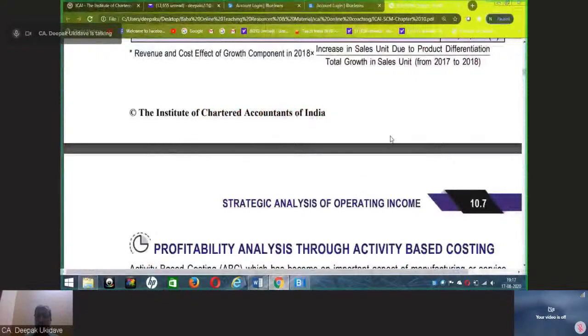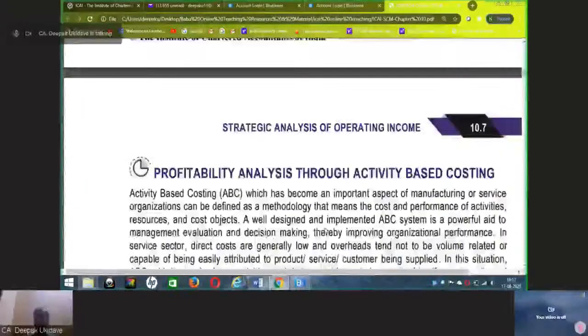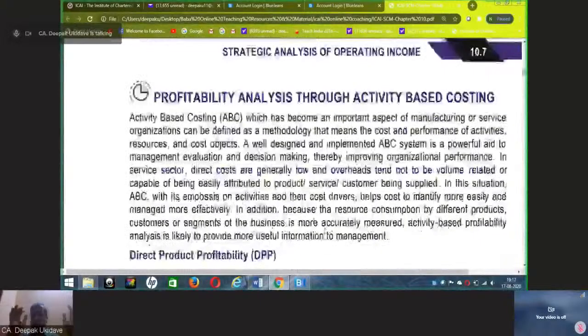We have profitability analysis through activity-based costing. Now, just try to understand first what I tell you about ABC. ABC you have already studied at intermediate level and on some or the other occasion in strategic cost management also. In this chapter, we don't have numerical problems on activity-based costing. Don't get confused. Chapter number 10 talks only about product profitability analysis. It talks about analysis of operating income, right, using various techniques. That's all. So it doesn't talk about activity-based costing in detail.